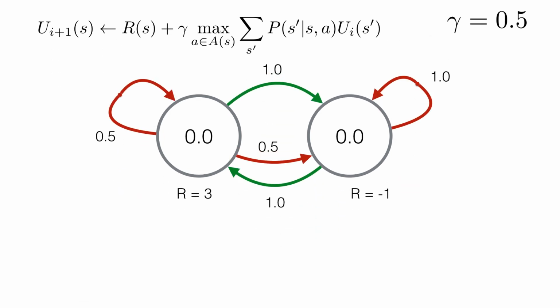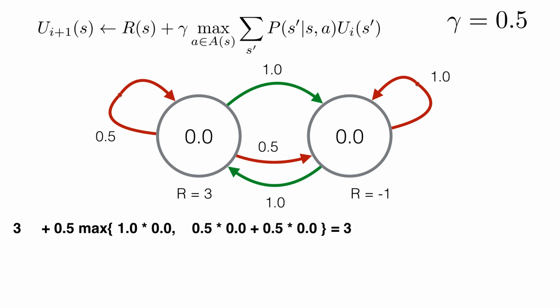Okay, but let's make some room. So let's start running these updates. Let's do the update for the left state first. What is the utility for the left state? We're going to plug in the numbers, and we get this.